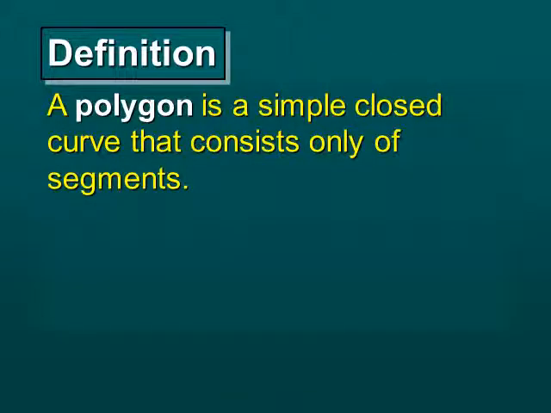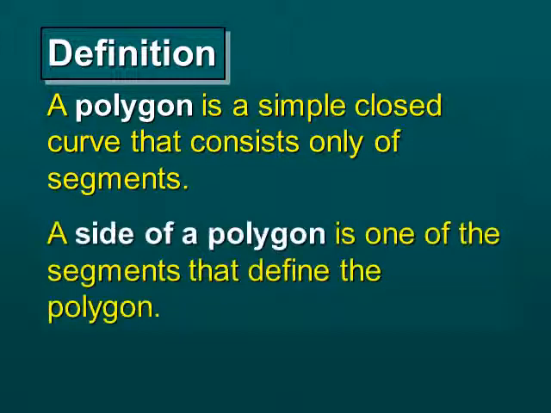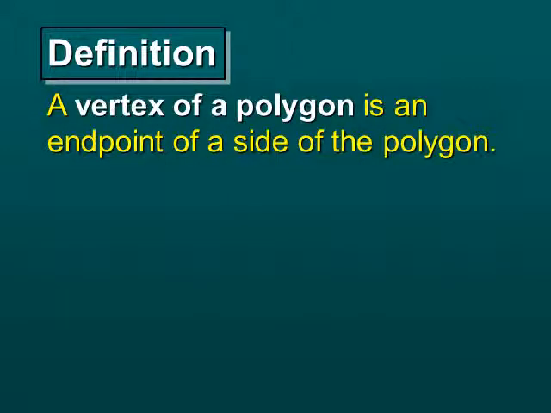Okay, so now we're talking about polygons. Polygons are a simple closed curve that consist only of segments. So it's still considered a simple closed curve, but there aren't actually any curved lines. A side of a polygon is one of those segments. And then a vertex is the endpoint of the sides. So where 2 sides meet, you're going to have a point that is called a vertex.